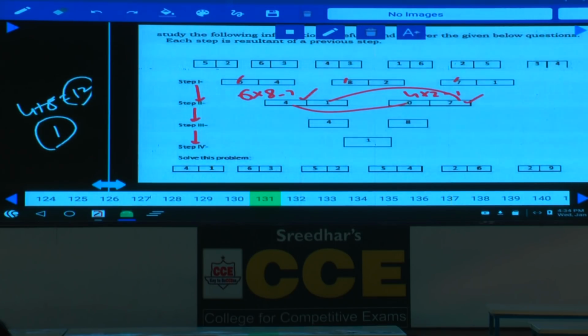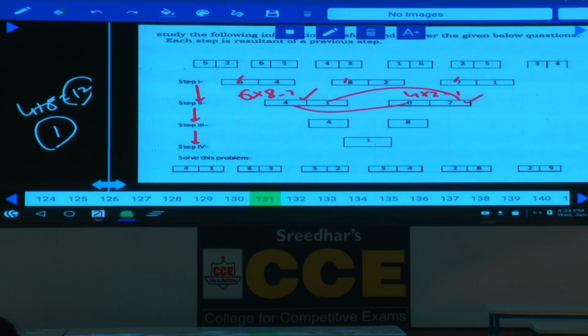But if you go with this logic, you are not getting question number 133, because for 133 the choice given is 2. If you have done like this, then 6 and 7 are the last two numbers. 6 into 7 is 42. 4 minus 2 is how much? 4 minus 2 is 2.